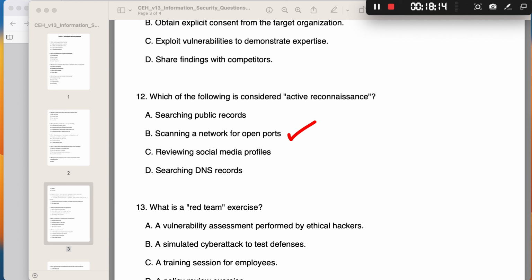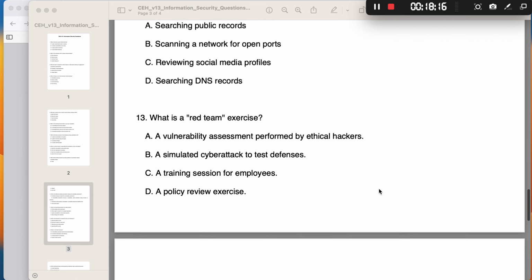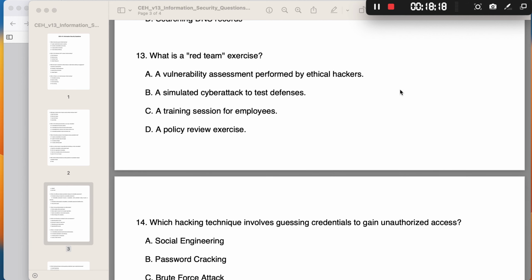Let's go to question 13. What is a red team exercise? The options are a vulnerability assessment performed by ethical hackers, a simulated cyber attack to test defenses, a training session for employees, a policy review exercise. What is a red team exercise? The correct answer to this question is B, a simulated cyber attack to test defenses.